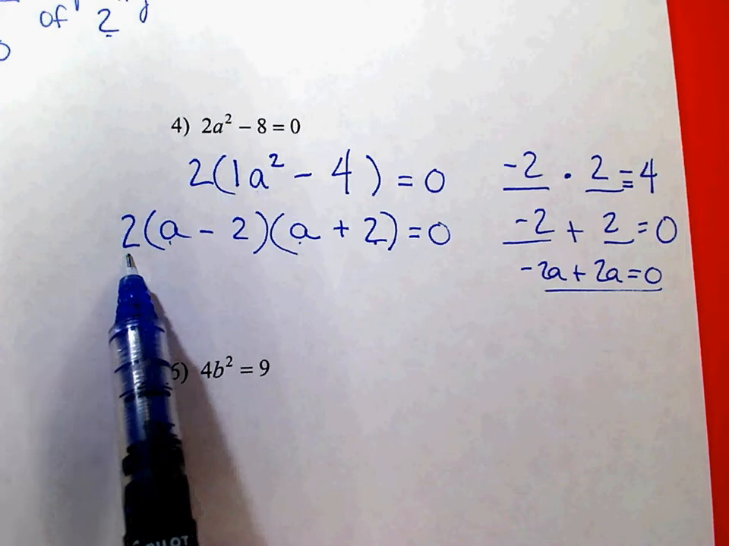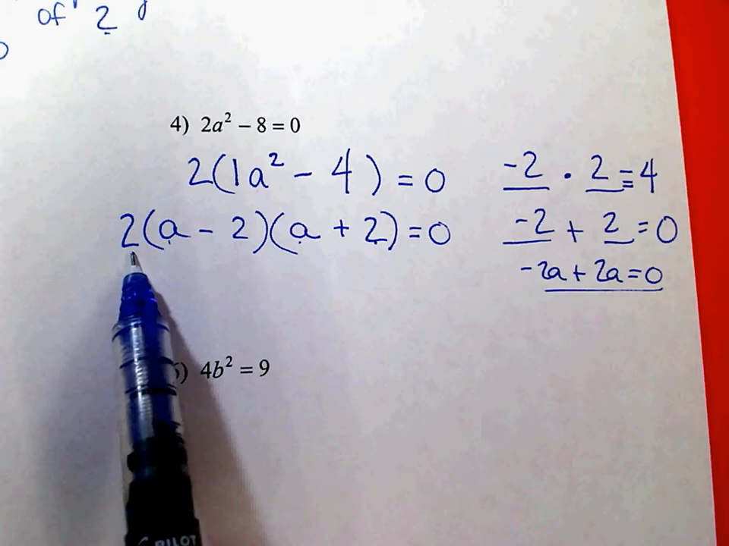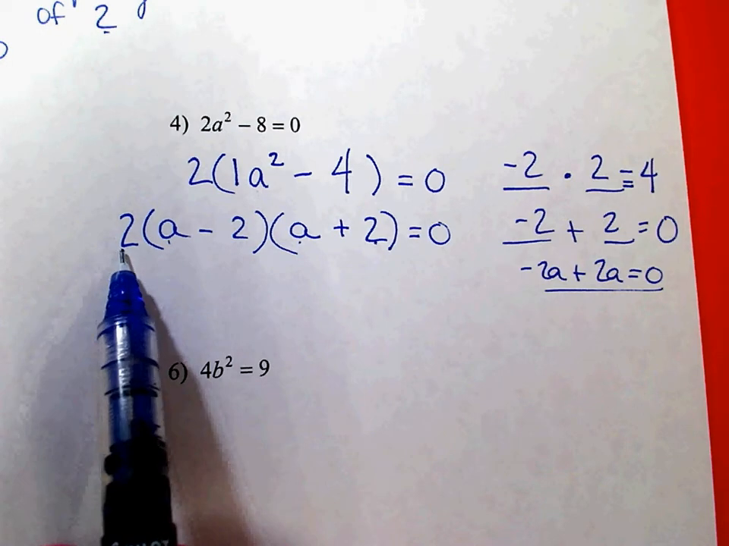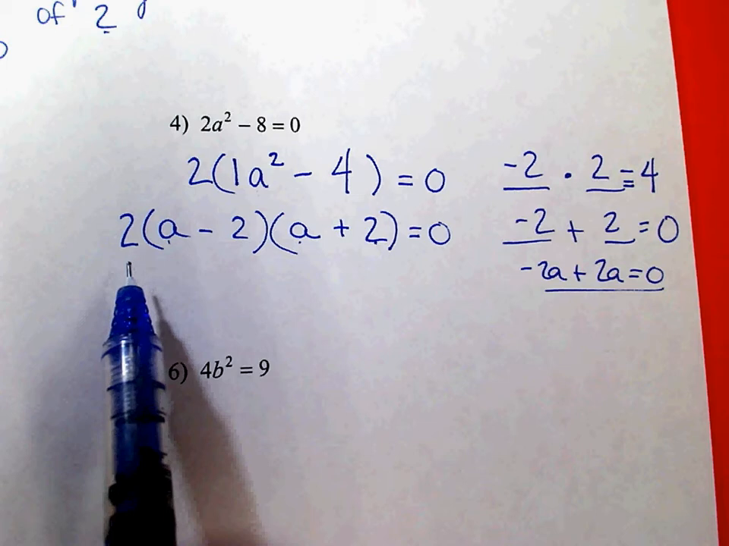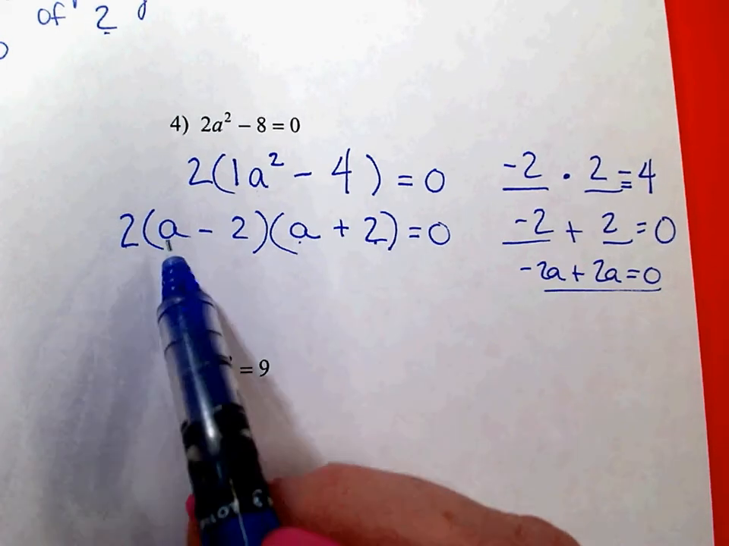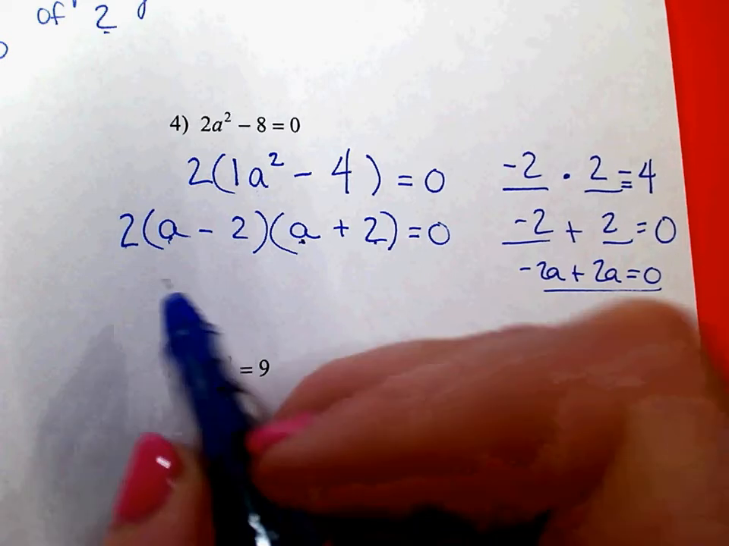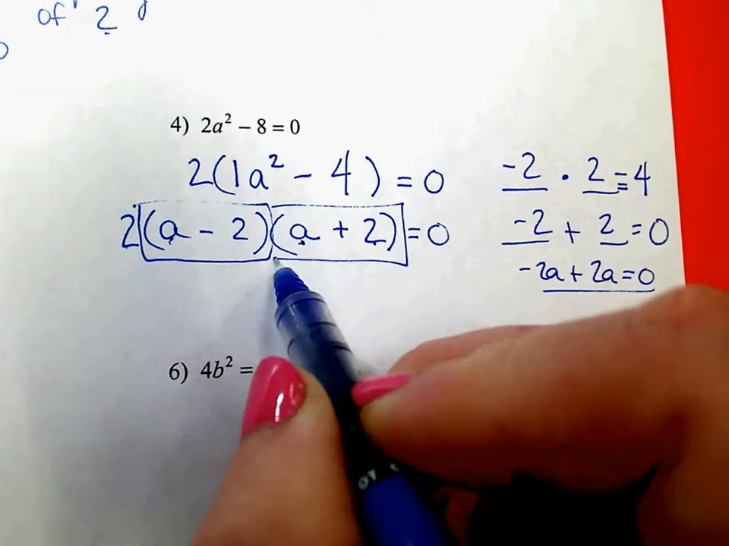This 2 that I took out at the beginning doesn't have an a with it, so that will not get an answer. A lot of students want to say a is 0 based on this term right here, but this one doesn't have an a. Guess what 2 is always going to equal? 2. Yes, no answer for that one. You get an answer anywhere you have an a or a variable. So I'm going to get an answer for this part and an answer for this part.